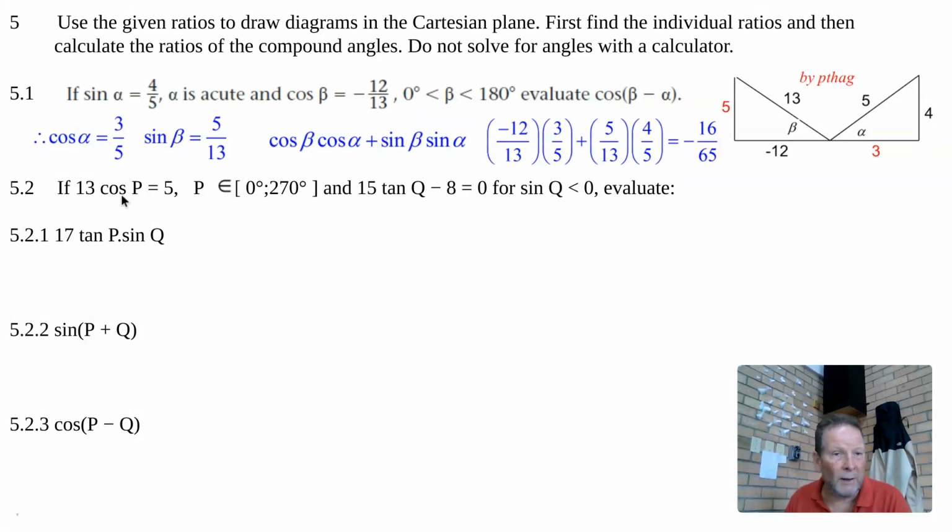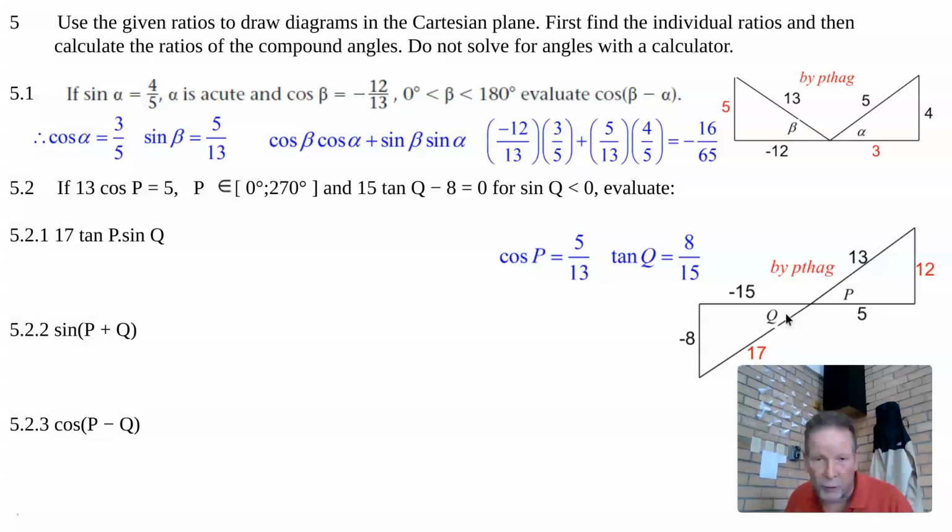The next question, it's the same thing. You got to do a little bit of work here. You've got to divide by 13. So the cosine is 5/13. But P is somewhere between 0 and 270 degrees. So cosine is positive, but it's between 0. There's only one place that can be, the first quadrant. Here, tangent is positive, but the sine is negative. Well, there's only one place that can happen, and that's the third quadrant. So that's why you need to draw your picture right here. The third quadrant is where the angle Q comes to, and there's the reference angle.